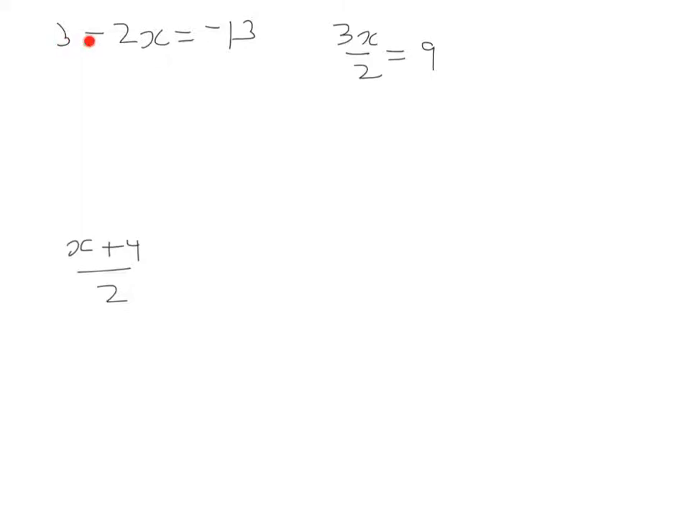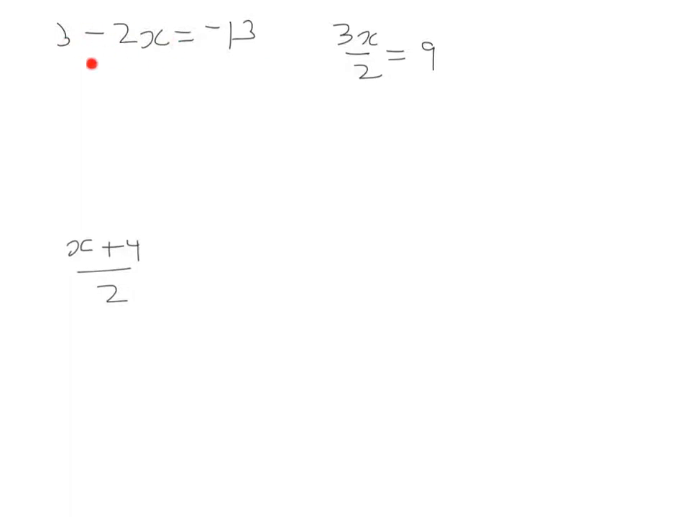So for these ones here, once again, if you've seen the previous video, if not, hopefully you get the idea that we are going to solve these equations for x. So this one here at the top, we've got 3 minus 2x equals negative 13. We'll do it the same way as we did before.